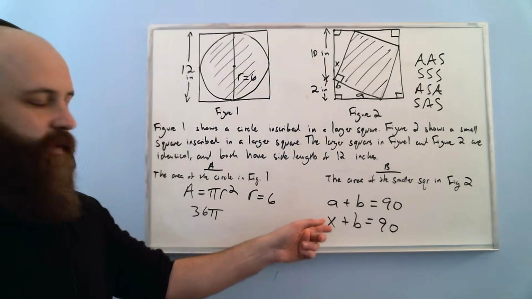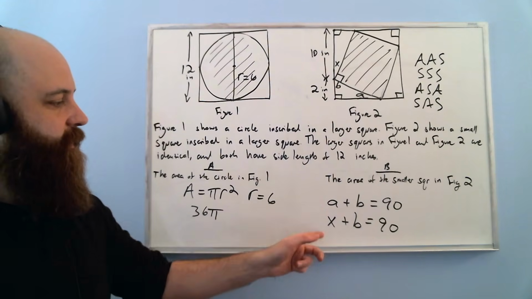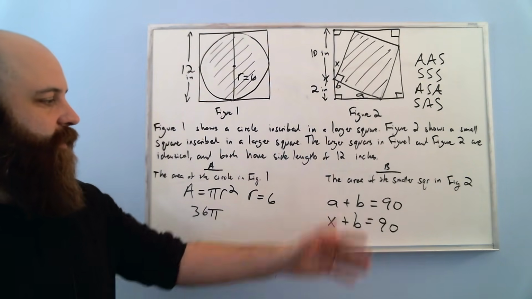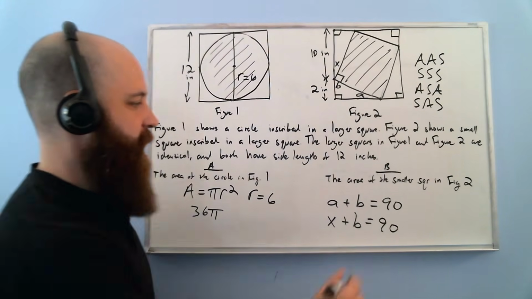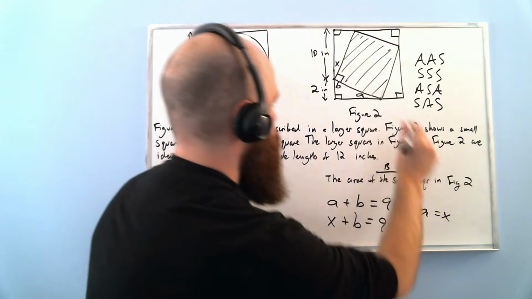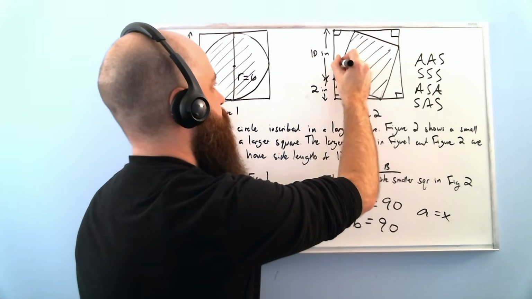Okay, so anything jumping out? A plus B is 90, X plus B is 90. Well, looking at that, I can see A and X have to be equal to each other. Okay, so if A is equal to X, all right, that means I'll just write A up here.